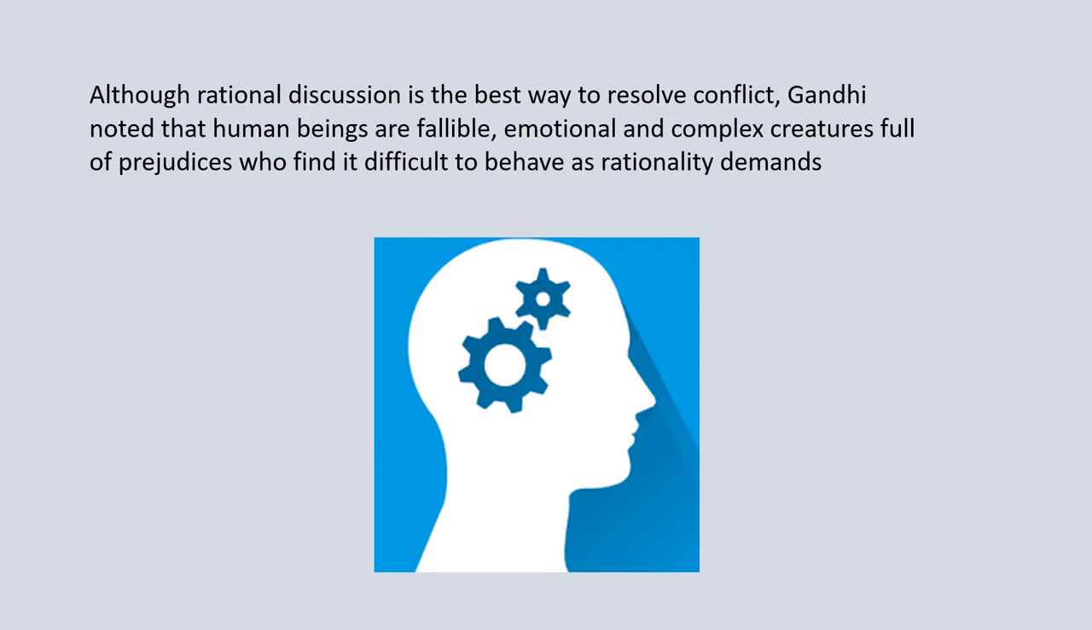Although rational discussion is the best way to resolve conflict, Gandhi noted that human beings tend to be fallible, emotional, and complex creatures full of prejudices who find it difficult to behave as rationality demands. And of course, we can find lots of evidence for that in lots of places. We try to be rational, we try to embody rational thinking in our decision making, but we all know that we're also emotional and fallible, and we're quick to anger sometimes, and so on. So for creatures like us who are also full of prejudices, it's difficult just to rely on rationality to help us make a case or make an argument.